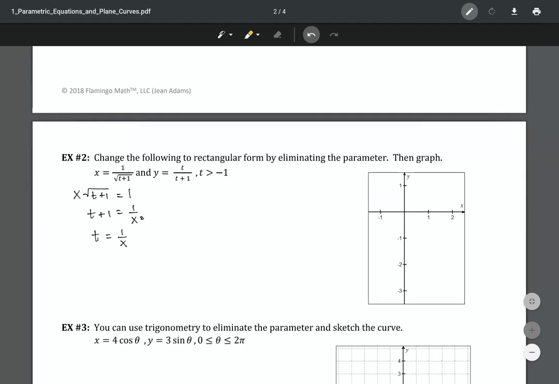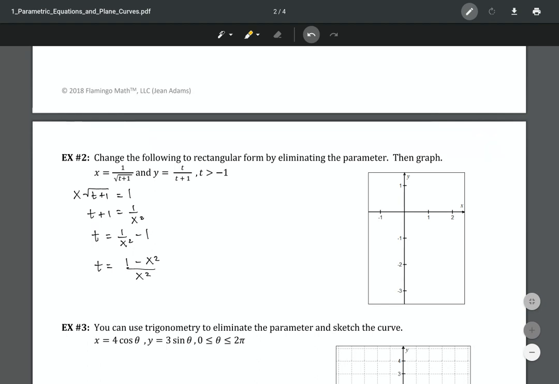So I have t is equal to 1 over x squared minus 1. And because of what I'm about to do in a minute, I'm going to find a common denominator and write this as one single fraction. So I have 1 minus x squared, if I find a common denominator here. And this is what I end up with.